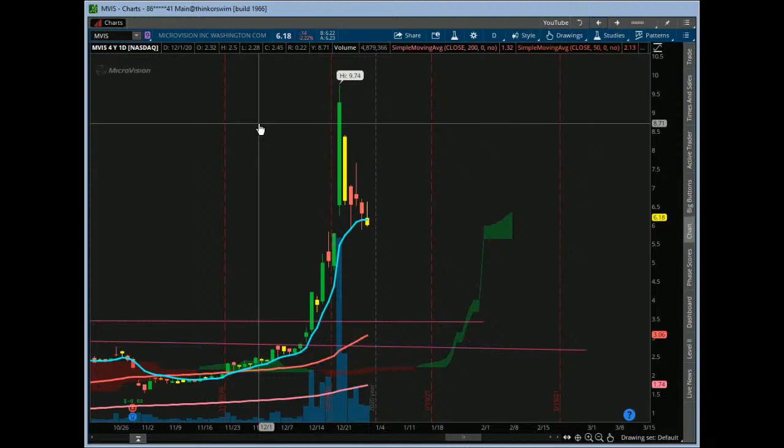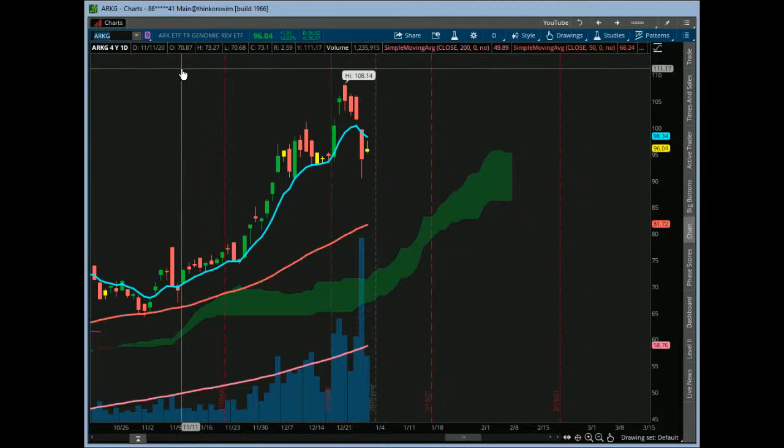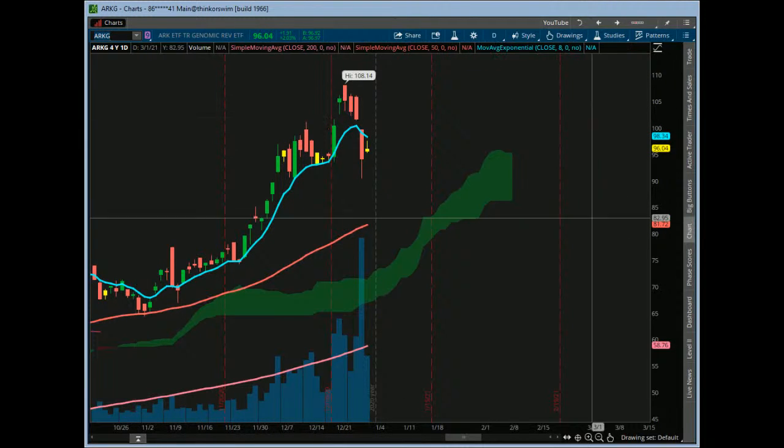And ARCG, yeah, definitely good find on that one too. Great stuff. ARCG with a little bit of follow through there, and then of course the inside day. Let's see how that holds off of that one. Good stuff there. Nice job.